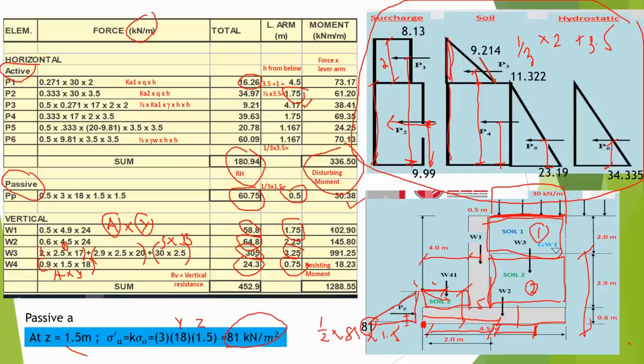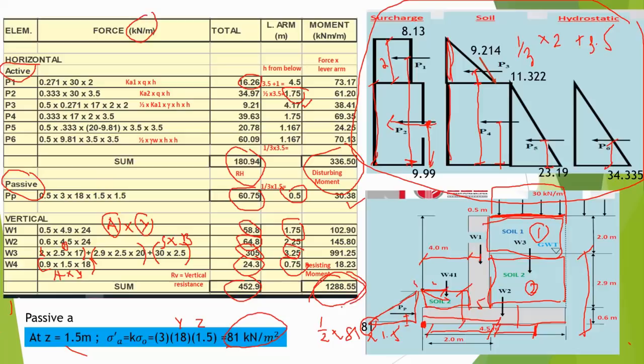The total moment is called the resisting moment. Resisting moment. And then you total up the vertical reaction, the vertical resistance. Okay, this is vertical because it is the underweight. And then, for the active, it is horizontal: horizontal reaction, horizontal resistance. Okay, remember, if it is vertical, it is the resisting moment. Remember.